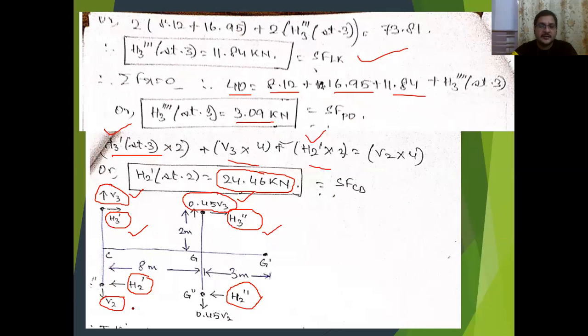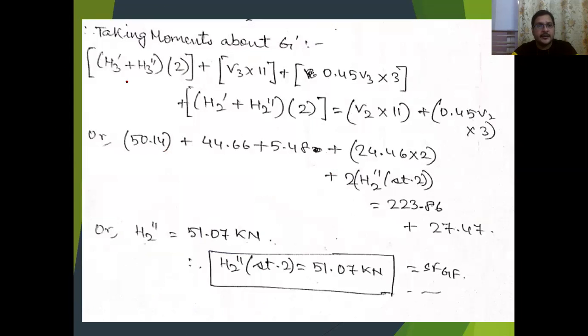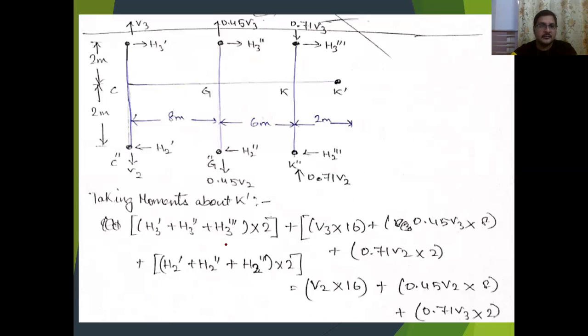You will obviously ask why the symbols of V2 and 0.45 V2 are still the same. Because now we are considering story 2, that is why their original directions will be the same. Similarly, we can calculate H2 double dashed, that is the shear force in the second column.